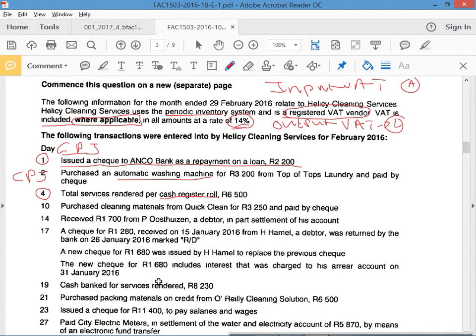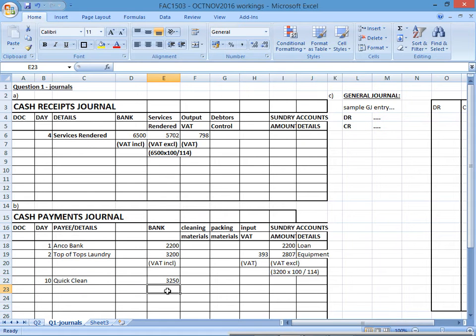This was for cleaning material. Would there be VAT here? Of course there will. So again, VAT inclusive is going to go there. VAT is going to go here. Did I have a column for cleaning material? Yes. So am I going to use it? Of course I am. This times 100 divided by 114 is going to give me the VAT exclusive amount. That's how much the cleaning material is going to cost me, taking out the VAT. So the bank minus the cleaning material gives me the input VAT of $3.99.